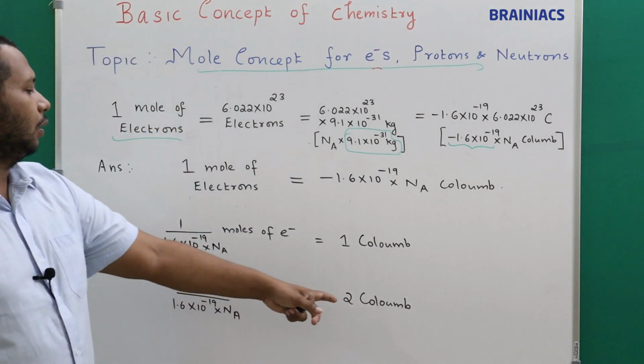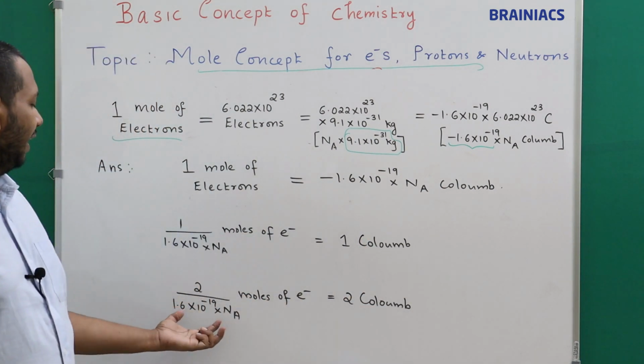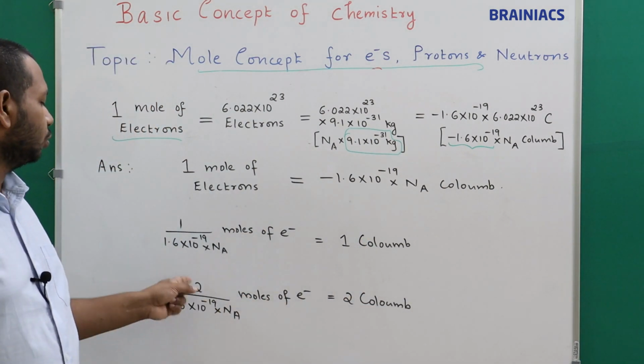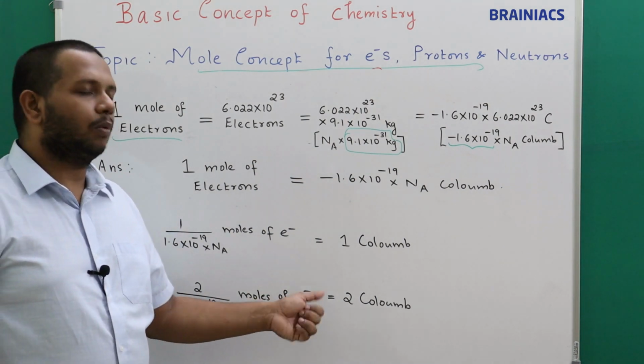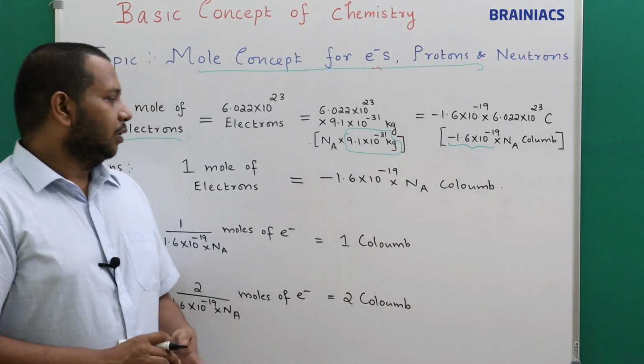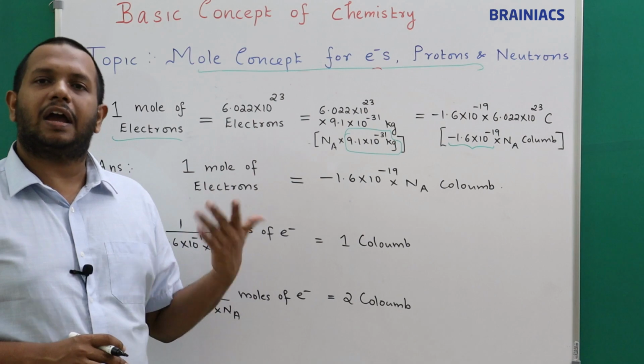So 2 coulomb charge of electrons will have how many moles of electrons? 2 divided by 1.6 into 10 power minus 19 into Na moles of electrons. I hope this concept is almost clear. We will do one more question and wind it up.